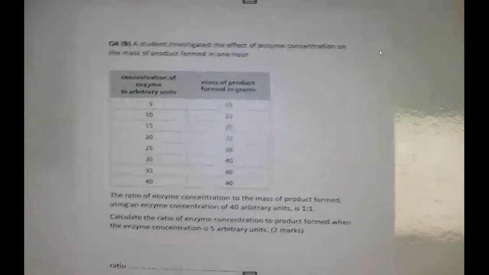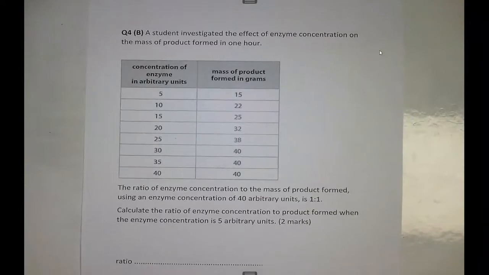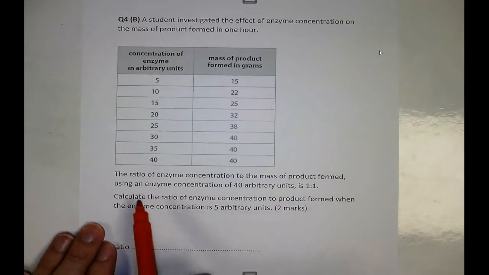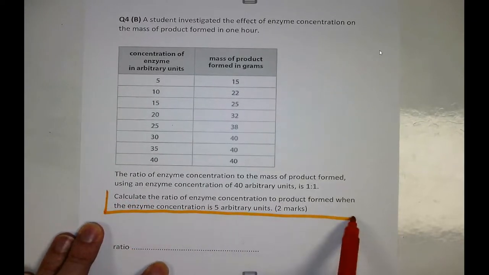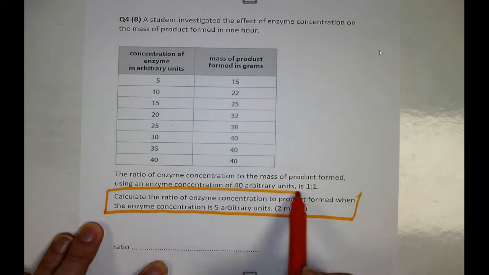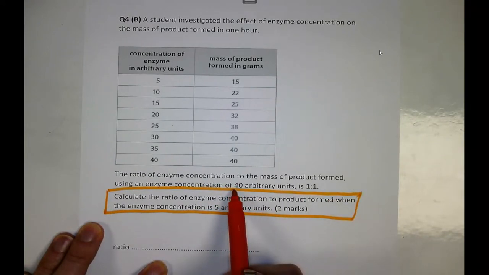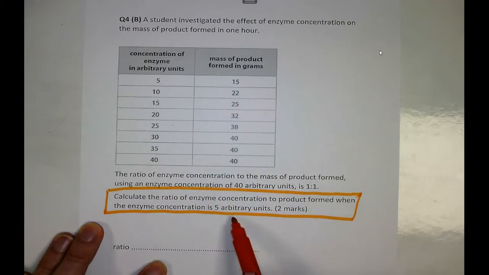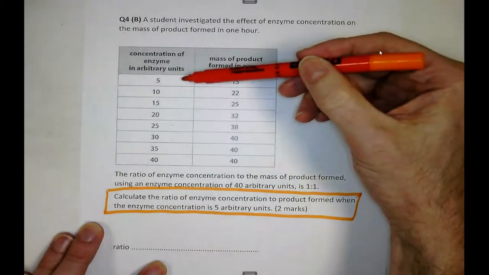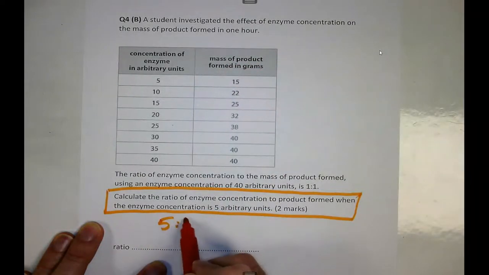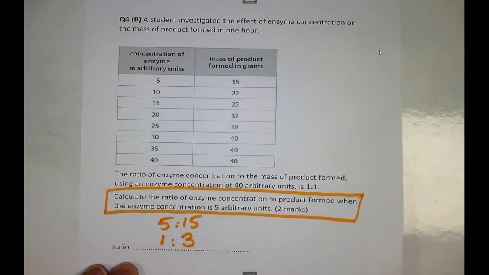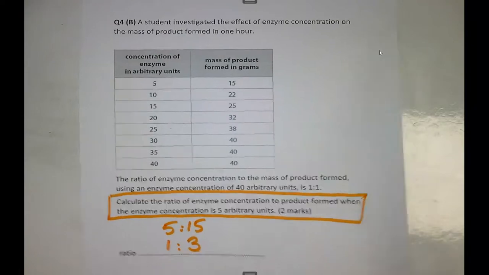Another example of a calculation looks like this. Students investigated the effect of enzyme concentration on the mass of product formed in 1 hour. Now, this is a really easy question. It says, calculate the ratio of enzyme concentration to product formed. They've already told you that the enzyme concentration of 40 units gives you a ratio of 1 to 1. So all you have to do is go to 5 and 15. So the ratio is 5 to 15, and obviously we simplify that, and that will give us a ratio of 1 to 3. So they're straightforward questions, aren't they?